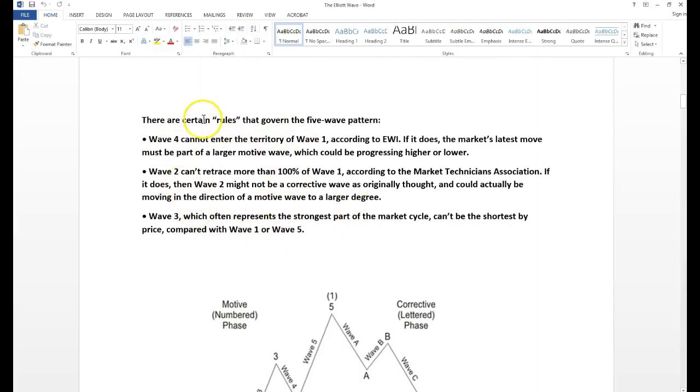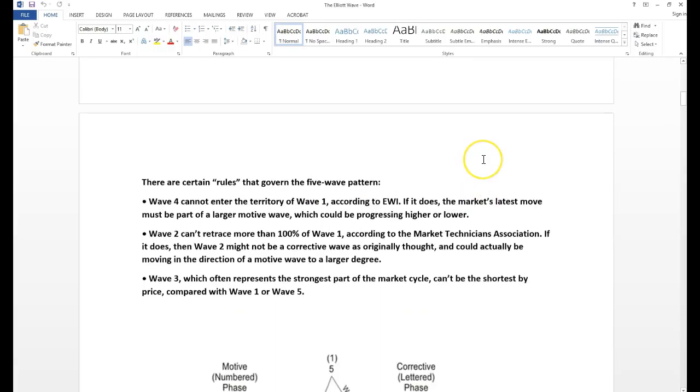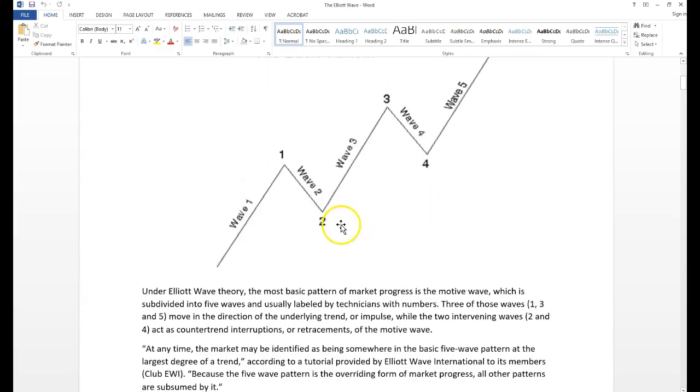I've got this in bold because this is something that you really want to remember, embed into your memory, because these are different guidelines and some rules to apply. And these 3 are basically the most cardinal, the most important. Wave 4 cannot enter the territory of wave 1. If it does, the market's latest move must be part of a larger motive wave, which could be progressing higher or lower. So let's go back up here.